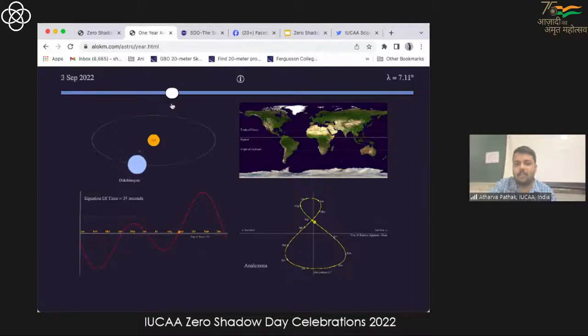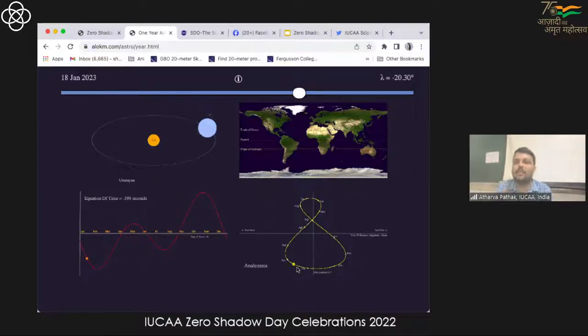As it starts moving southward, on 22nd of September it will reach the equator, which will be the equinox day, right? And this is the autumnal equinox. So there are two equinoxes. One is the autumnal equinox, which happens in the autumn season of the northern hemisphere, and one is the spring equinox, which happens on 21st of March. So you can change this slider and you can see the change in the position or the orbit of the sun.